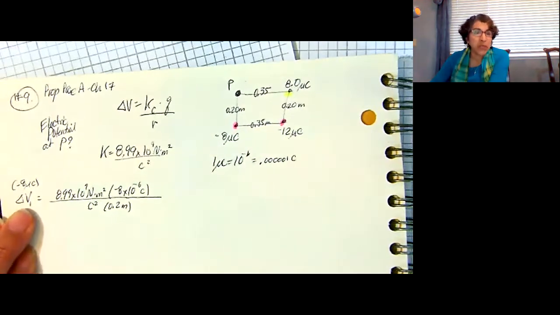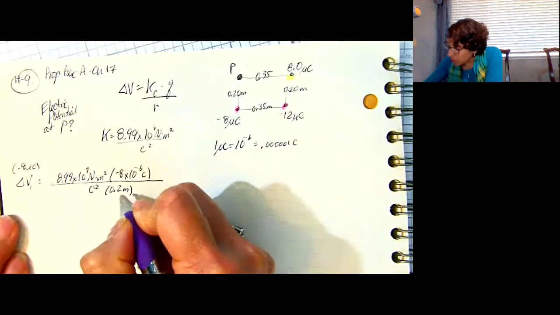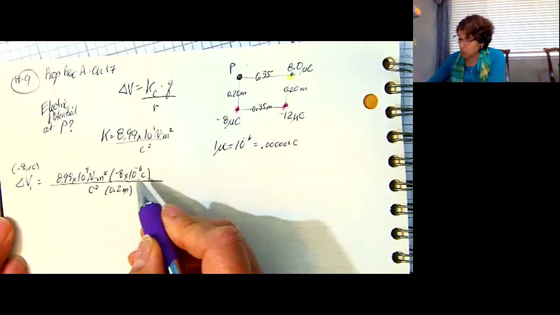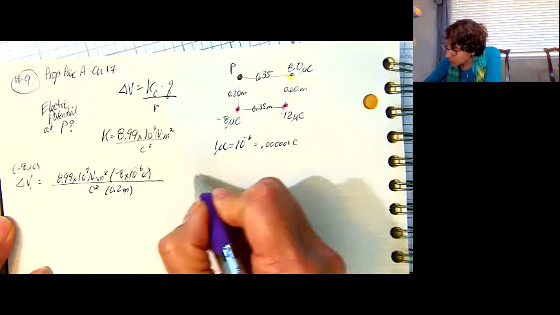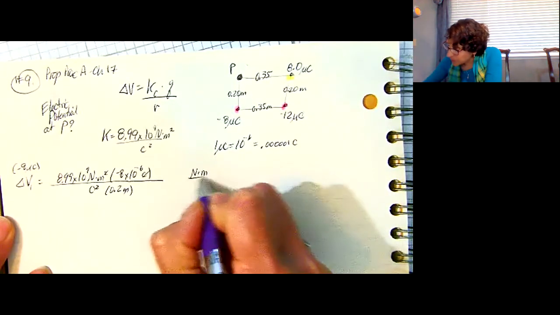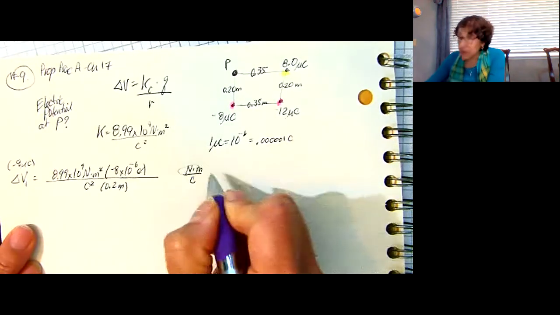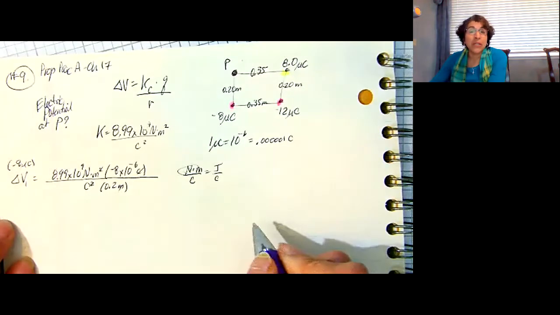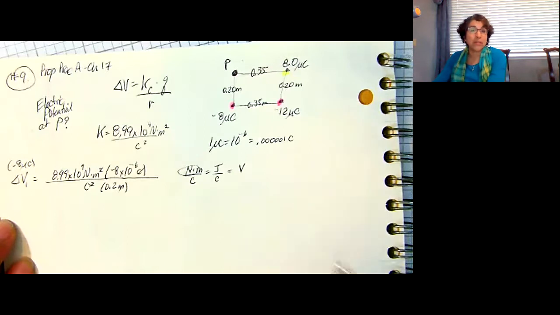Let's look at the units first. I always want to make sure I'm doing it right. One of my meters cancels out here, and one of my coulombs cancels out here. So I end up with Newton meters over coulombs. And like in the last problem, a Newton meter is a joule, and by definition, a joule per coulomb is a volt. So I've got that right.